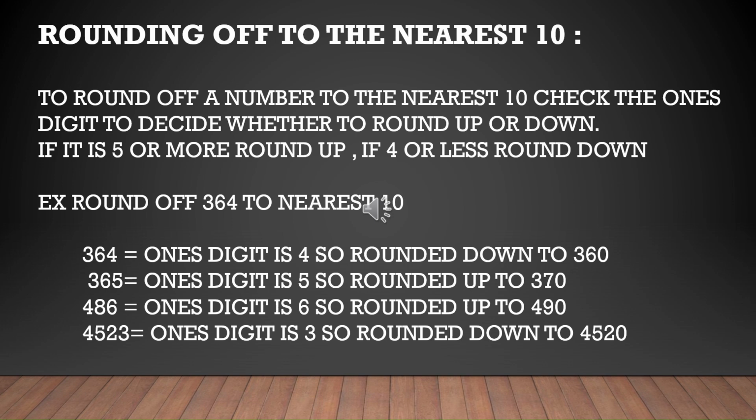Suppose if the number is 365, what is the ones digit here? 5. If it is 5 or more than 5, you will round up to the greater number, that is 370. Next, if it is 486, what is the ones digit? 6. How will you round to the nearest 10? So you will round up to 490. Next, 4523, what is the ones digit here? 3. So you will round down to 4520. Since ones digit 3 is less than 5, you will round down to the lowest number, that is 4520.